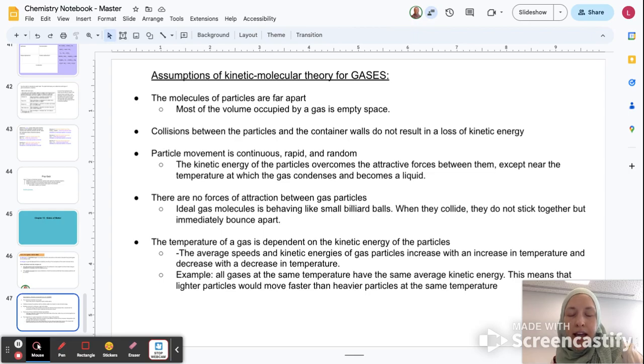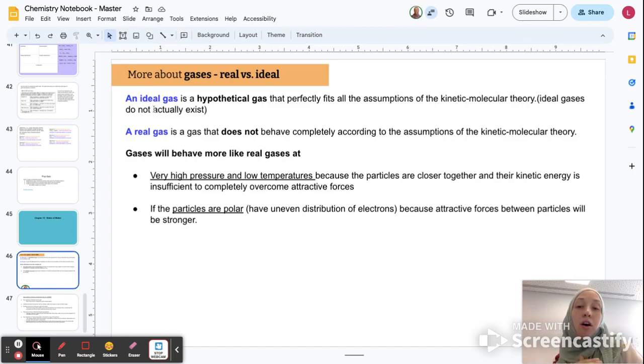And if we make this assumption, that all gases at the same temperature have the same kinetic energy, this would mean that lighter particles at the same temperature move faster than heavier particles at the same temperature, right? Because it's going to take more energy to move a heavier particle than a lighter particle. So even though they have the same amount of kinetic energy, a light particle is going to move faster than a heavier particle. So these are our assumptions of gases. When we make these assumptions in our calculations, that means we're talking about an ideal gas.